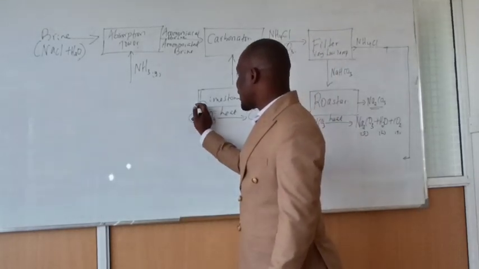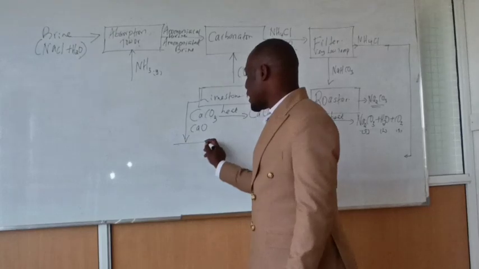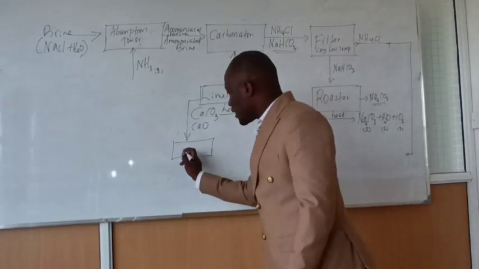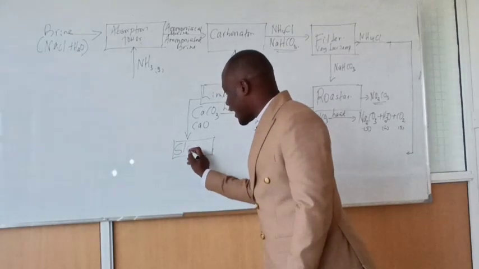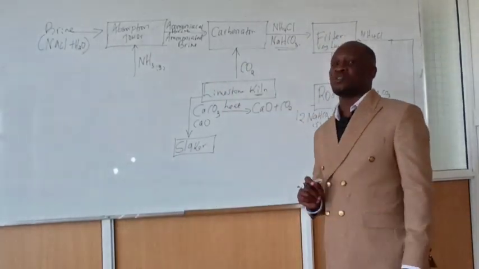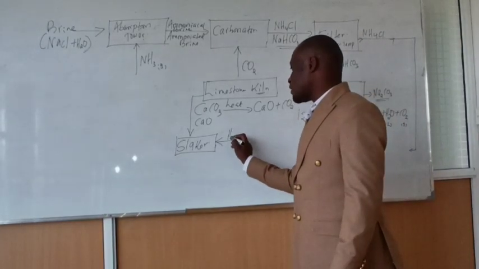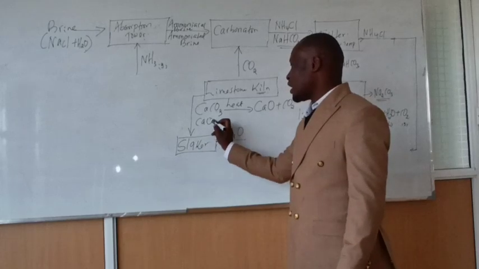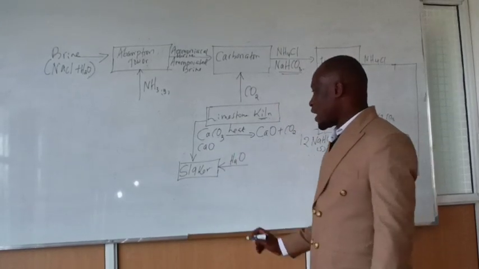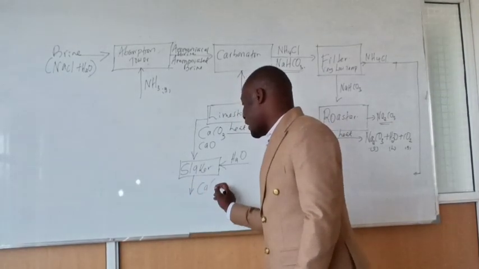Now, the calcium oxide that has been formed here is not wasted. That calcium oxide comes here, and I bring it to a chamber known as the slaker. In chemistry, slaking means addition of water. So I bring in water. Water is coming into the slaker, and calcium oxide reacts with water. What comes out of the slaker is calcium hydroxide.